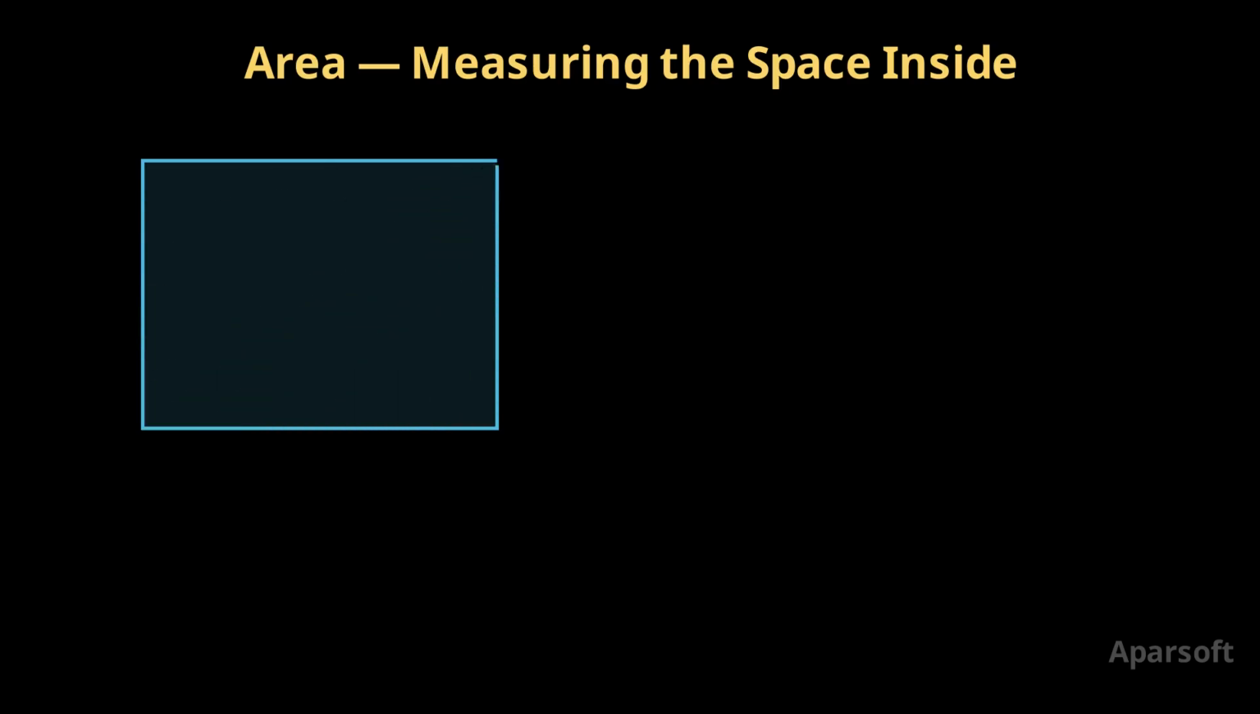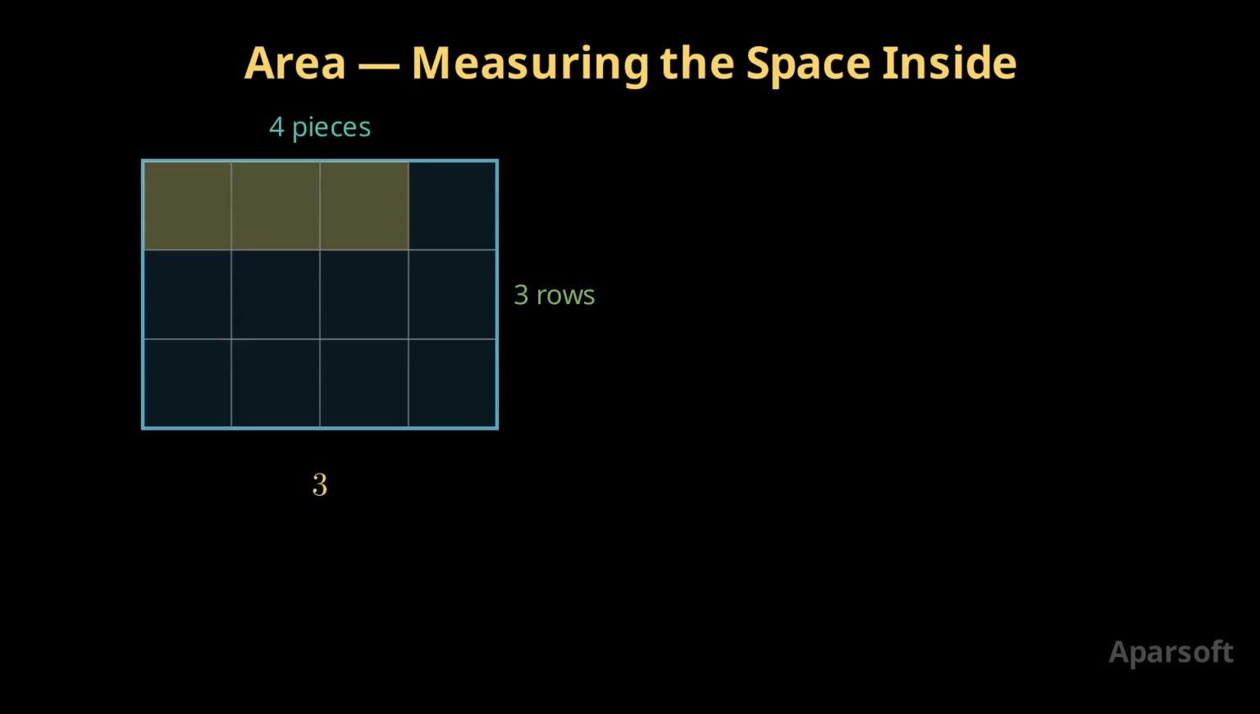Now let us learn about area, measuring the space inside a shape. Imagine a rectangular chocolate bar drawn on a piece of paper. The line around the edge is the perimeter, but all the space inside where the chocolate is drawn, that is the area. A chocolate bar is not just one big block. It is divided into little square pieces. Let us draw a grid to see them. We could count every piece one by one. 1, 2, 3, all the way to 12.